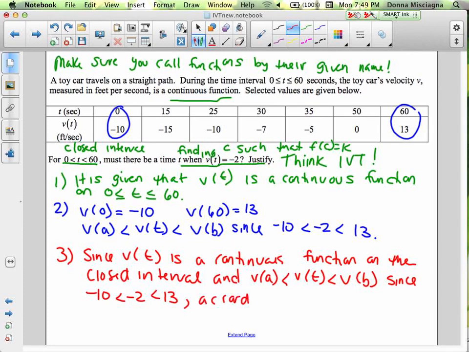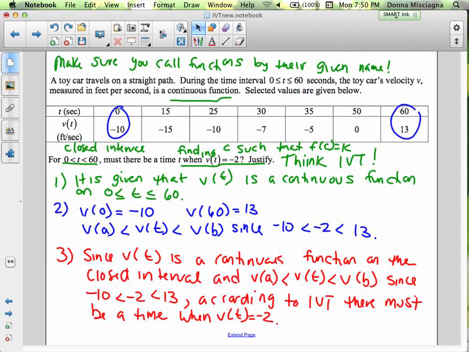According to the intermediate value theorem, which is fine to abbreviate, I'll put the IVT first this time. Actually, instead of "we are guaranteed," they put "must there be a time?" Okay, I'm going to put there must be a time when v of t equals negative 2. There we go. All right, so we showed it's continuous.